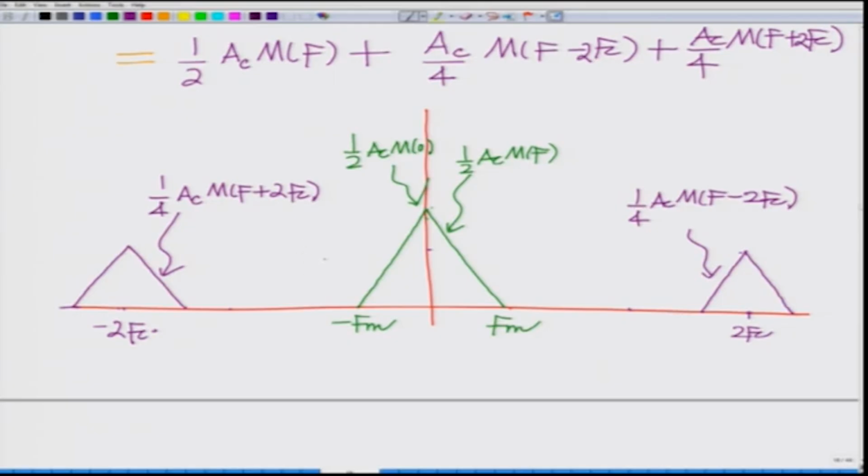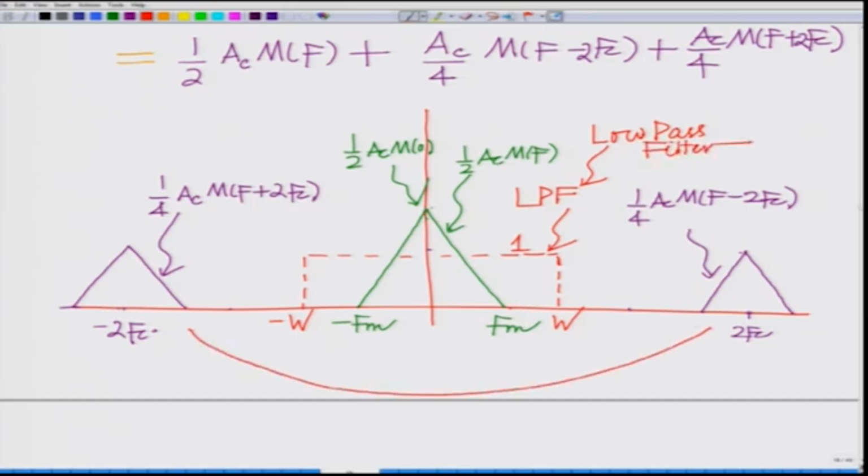and therefore now I can have a low pass filter, correct. I can have a low pass filter because the base band is separated from the side bands at minus 2 FC and 2 FC. I can now pass this signal through a low pass filter, that is minus W to W. This is your low pass filter, and these are the side bands, correct.